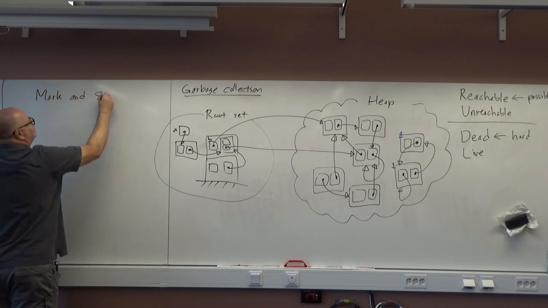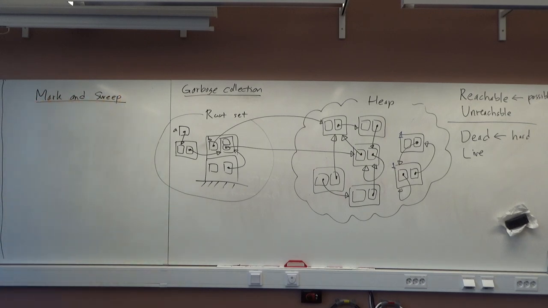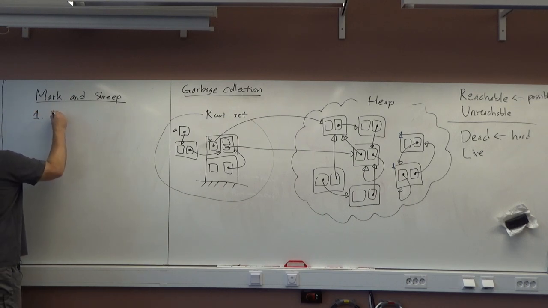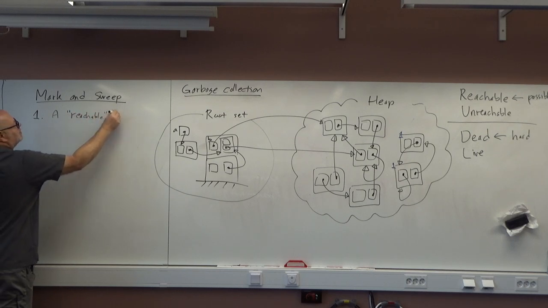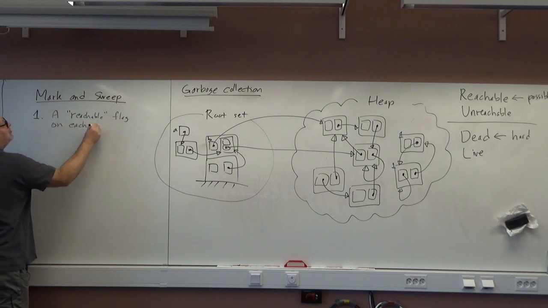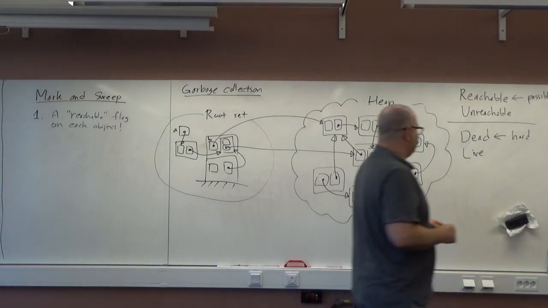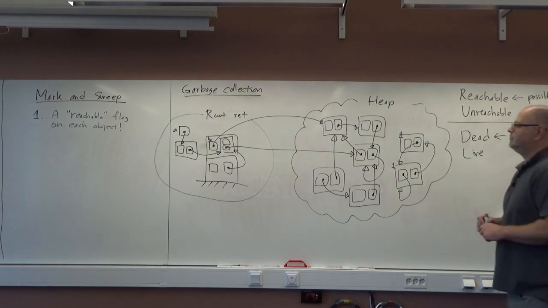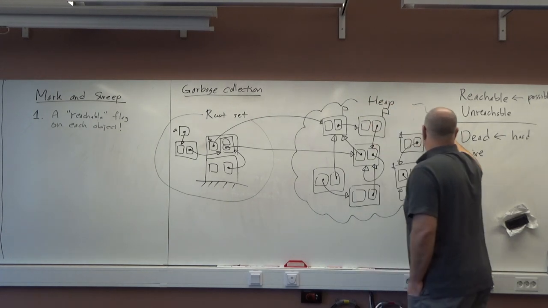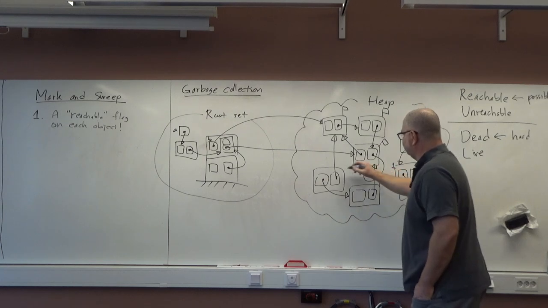How do we do this? Mark and sweep is the basic garbage collection algorithm, which means mark objects and then sweep up those that are not reachable. So what do we do? Well, first of all, a flag. On each object, we need to put one single bit, which we will use to show, is this reachable or not reachable? So this object will have a flag, this object will have a flag, and so on for each object.